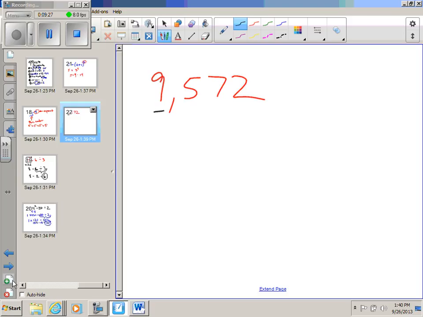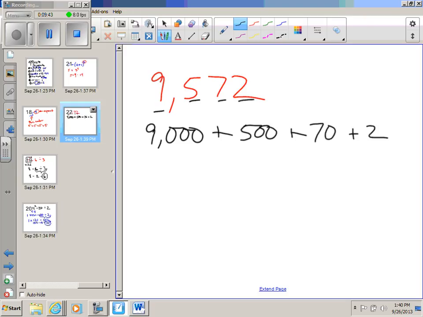So like that 9 isn't just a 9. The 9 is... And then I'm going to add it to what the 5 is. The 5 is actually in the hundreds place. Then the 70, then the 2. Okay? Now, powers of 10 is a little bit different.